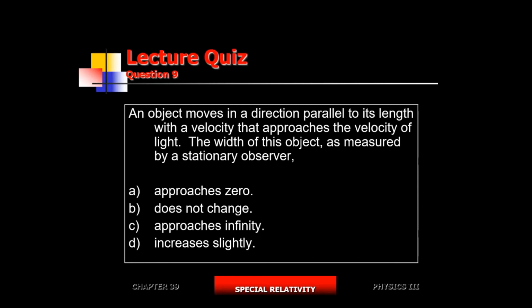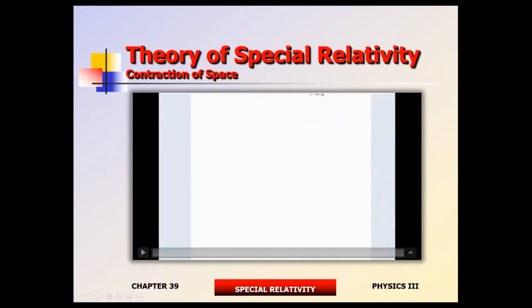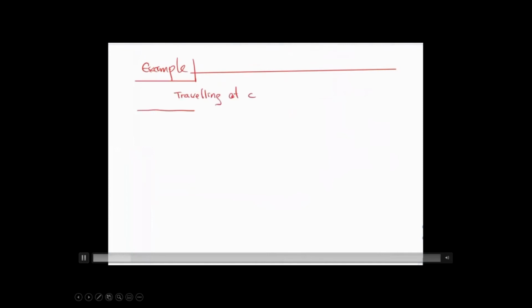The width of the object is not going to change. The contraction only takes place in the direction of motion. So the width is not going to change. So the best answer is B.